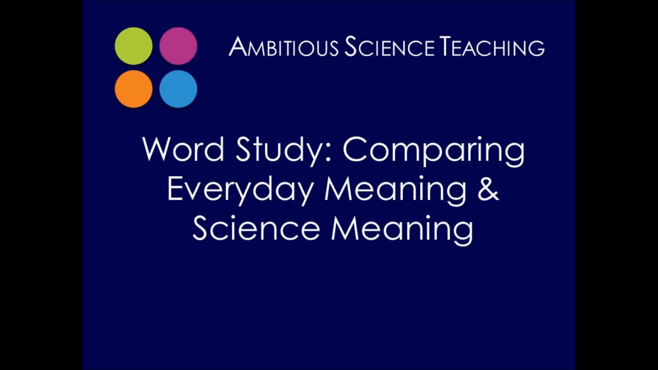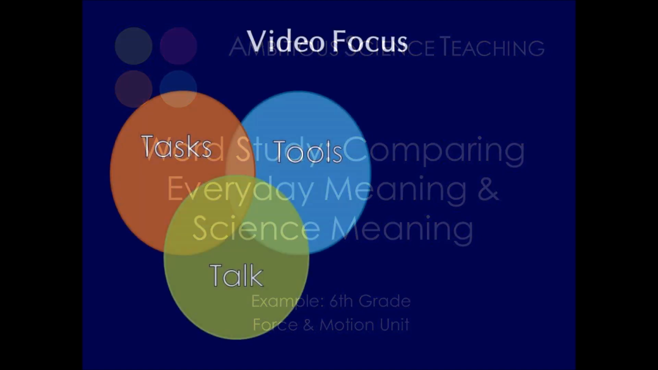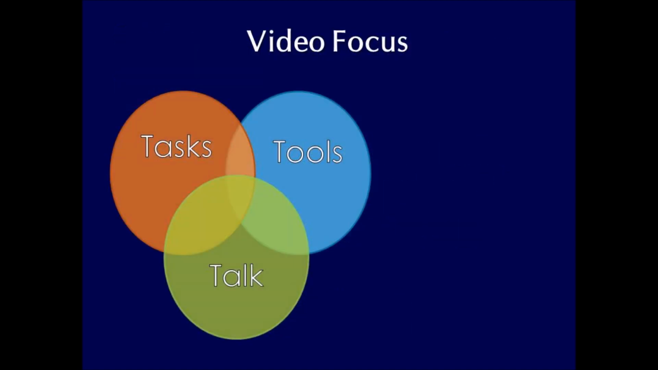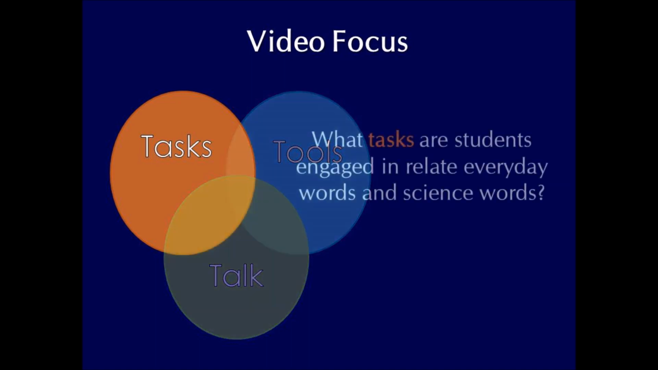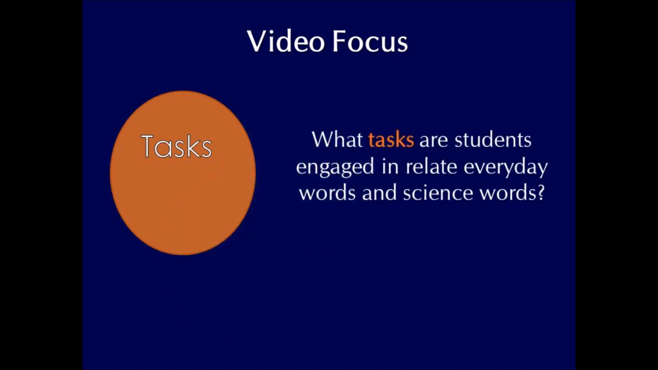This video provides an example of how to explicitly compare the everyday meaning of a science term with its science meaning. Task, talk, and tools play a role in helping students explicitly think about the meaning of a particular science term. Students in this video were engaged in tasks that required them to recognize and explain how their use of everyday terms relates to science concepts.